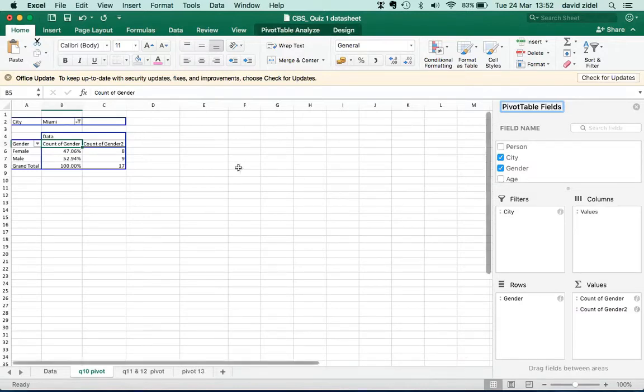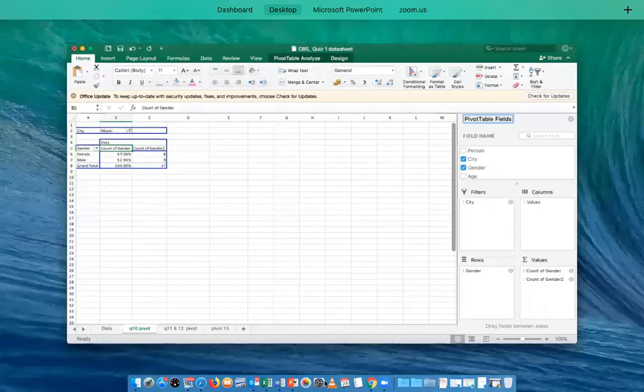What you were looking for with the pivot table is you want to filter it on city, and you want the column of values and the row of genders. So what we've got here is a count and the gender. We want to change this so that it actually gives the percentages.